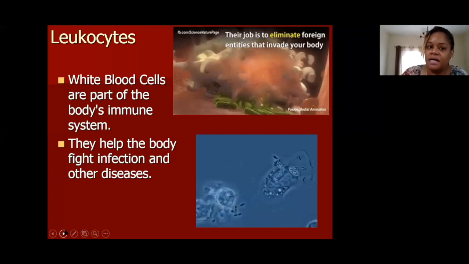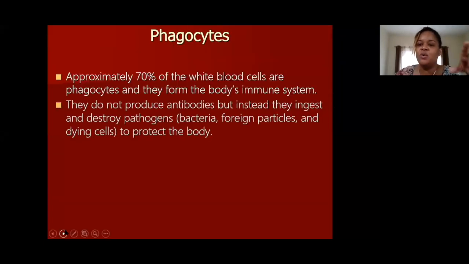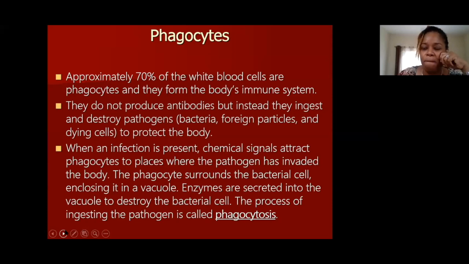We have first our phagocytes. Now, the phagocytes are those white blood cells that actually confront the infection, the invader, the bacteria, the foreign body. So when we talk about our blood, 70% of the white blood cells that are in your blood are these type of white blood cells that we call phagocytes. Now, phagocytes are those on the front line. They're the first ones in the battle, okay?